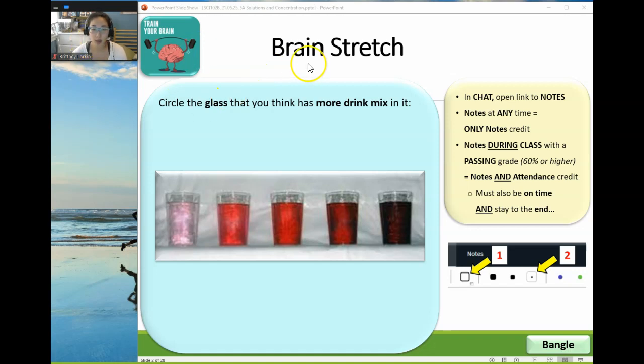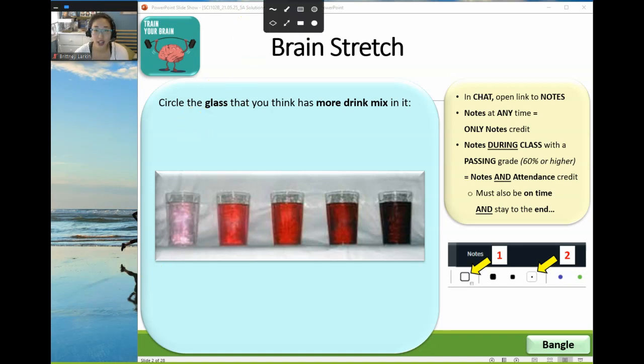Alright, so go ahead and take a moment to stretch your brain and think about which of these glasses here, 1, 2, 3, 4, 5, has more drink mix in it, and think about how you know that is true. Go ahead, pause the video and continue playing when you have an answer.